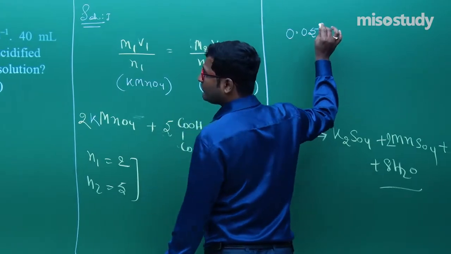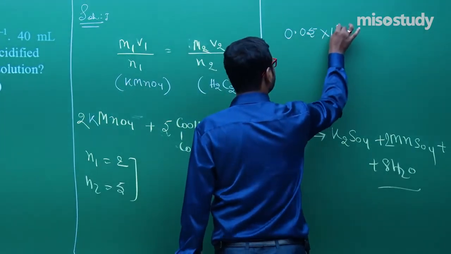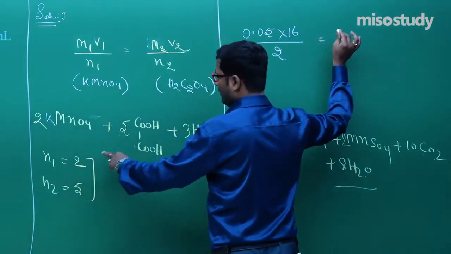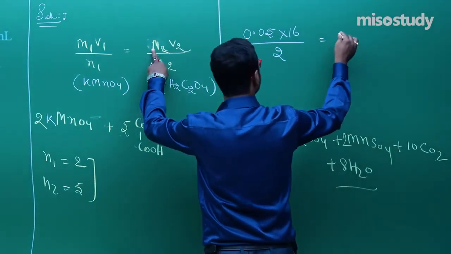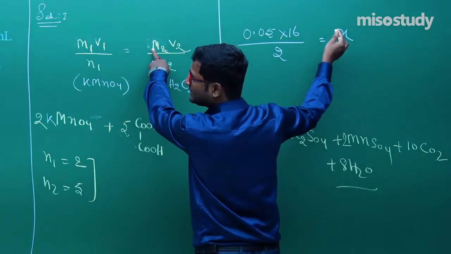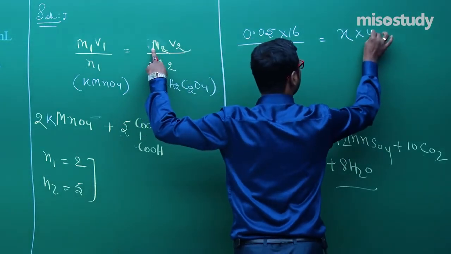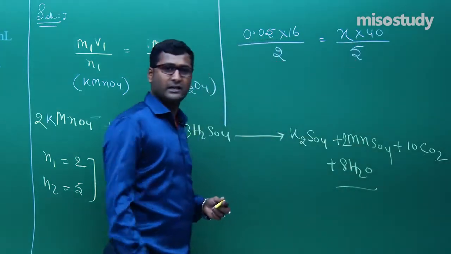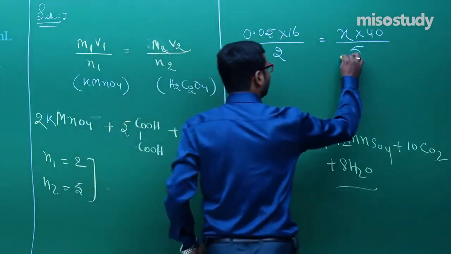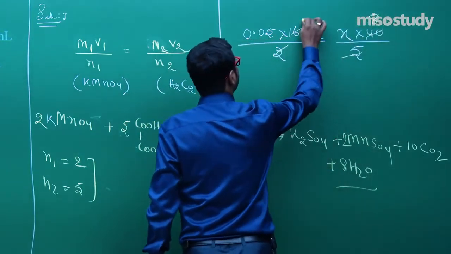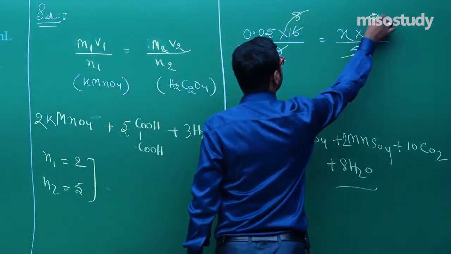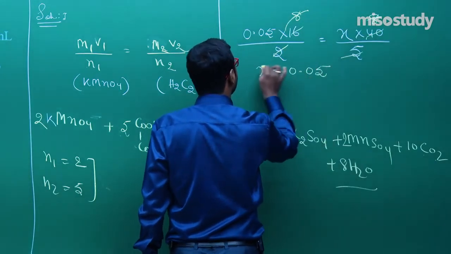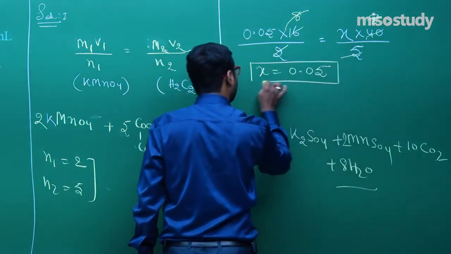0.05 and V1 is 16 ml, upon n1 which is here 2. Now for M2, that is x mole per liter, put here x and the volume is 40, upon n2 which is here 5. This is the expression. Now how to solve? 8 times, that is 8, and this will cancel this one. x is equal to 0.05, that is the molarity.